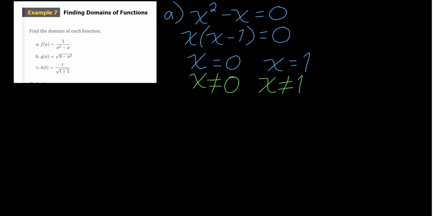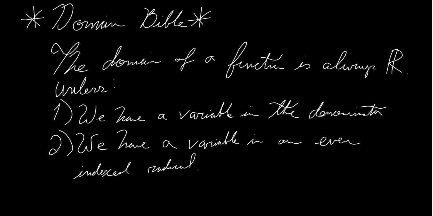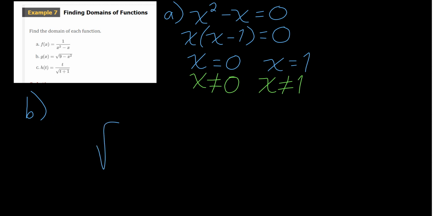Okay, B. So this is g of x is equal to the square root of 9 minus x squared. This violates my second criteria, right? We have a variable in an even indexed radical. When I say index, I'm talking about the number right here. Obviously, if there's not a number there, we know that it isn't applied. But an even index radical means 2, 4, 6, 8, 10, things like that. Cube root is not an even index radical, so that doesn't matter. An even index radical is pretty self-explanatory. I'm not going to say it again.